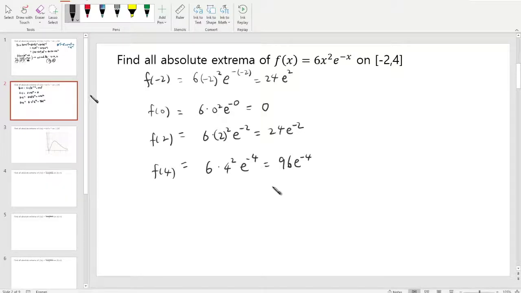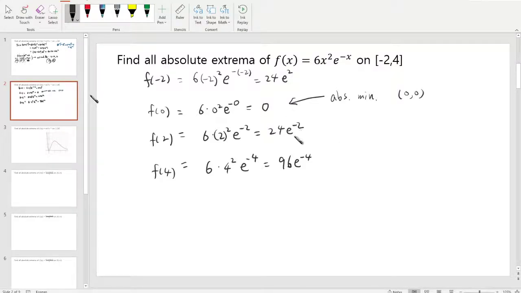Alright, so I know immediately that this is the lowest, right? Everything's positive, so this is the lowest. So this is the absolute minimum. Okay, so the absolute minimum is at 0, 0.